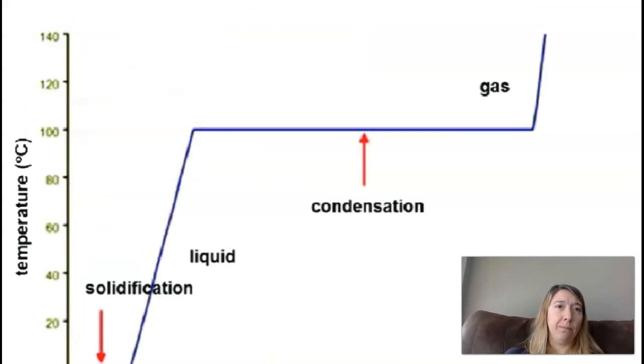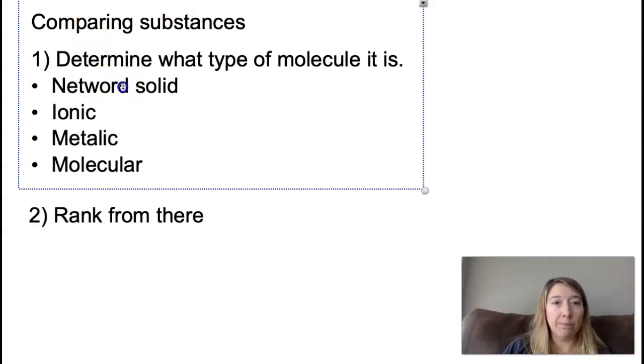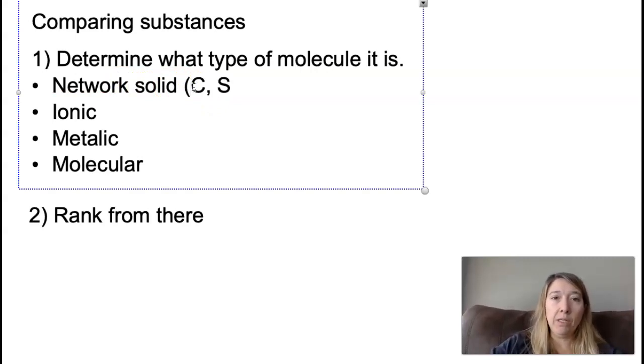So let me insert a couple of slides here. If we are trying to rank or compare some substances, these are the steps we basically want to follow. The first thing we want to do is decide what type of molecule it is. So is it a network solid? Or not network? If it is a network solid, remember we talked about three of them: carbon, SiO2, and SiC.